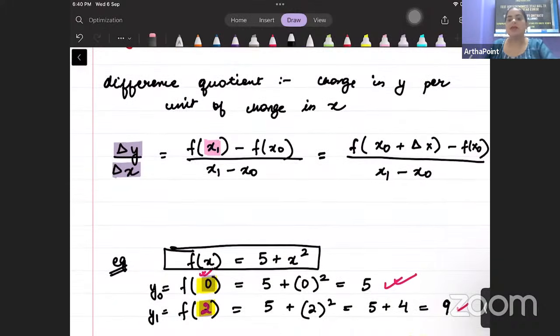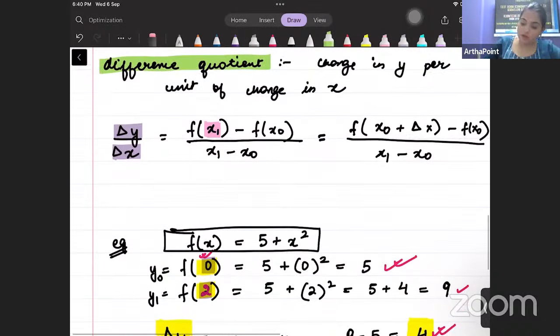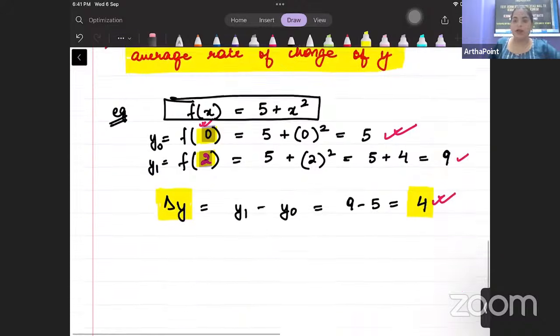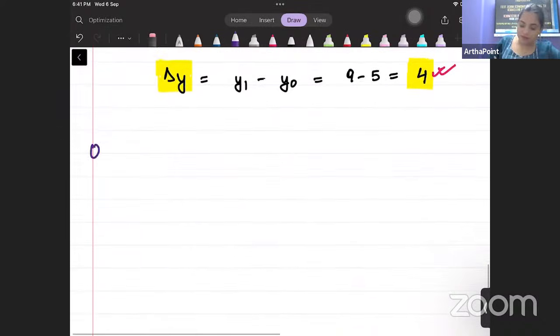बेटा this is called, देखो इसको बोलते हैं difference quotient, and this is also called the average rate of change of y. What is this called? The average rate of change of y. So please write this down with me. This is called average rate of change of y. This is what it is called. Is this clear? Okay, let's take some questions, huh?